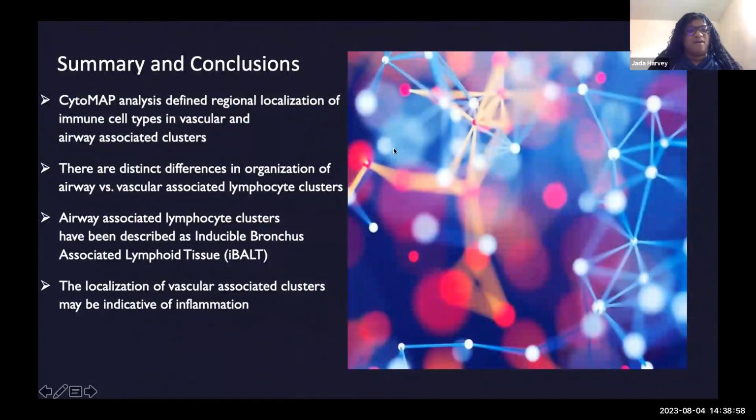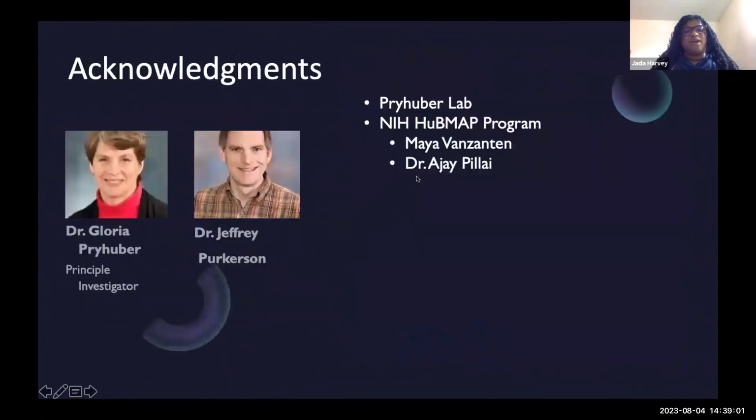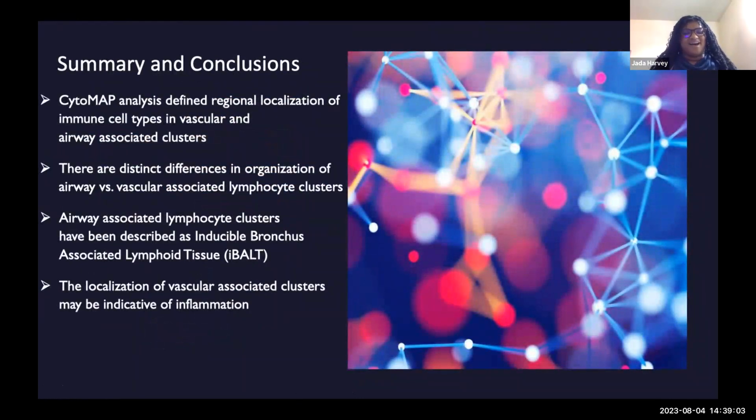So lastly, with the summary and conclusions, we were able to successfully define regional localizations of immune cell types in vascular and airway associated clusters. We were able to identify that vascular associated clusters tend to be more T cell centered or T cell oriented, where B cells are just not very populated in these clusters, as opposed to the airway associated clusters, where there are clear defined neighborhoods of T cells and B cells.